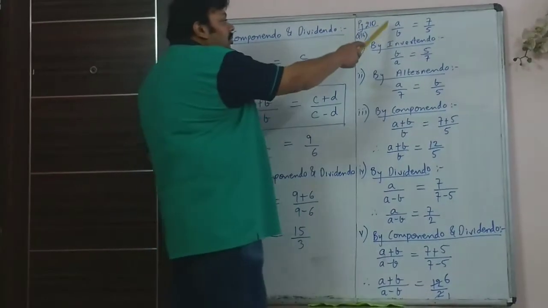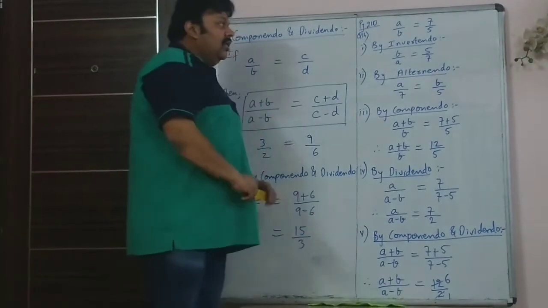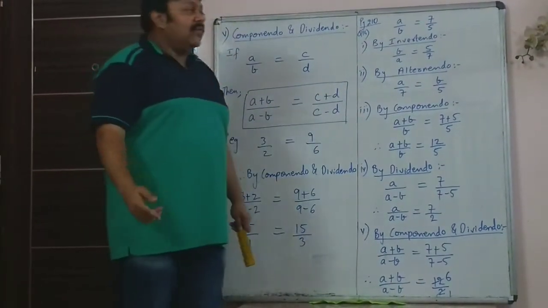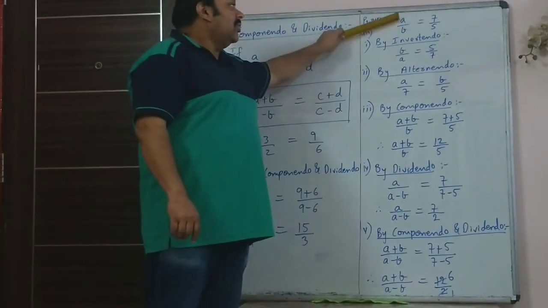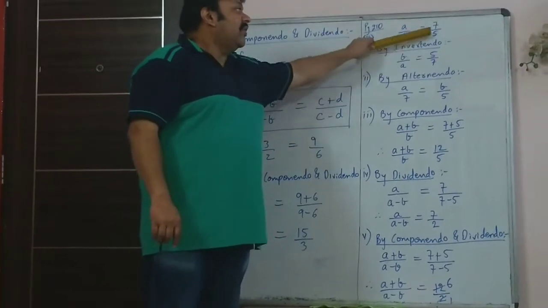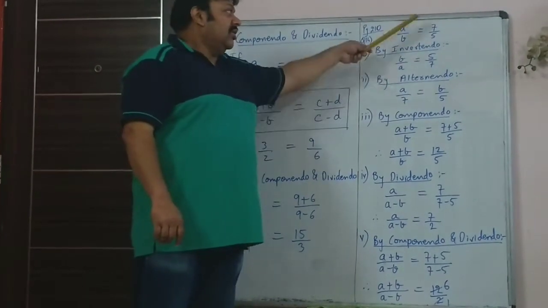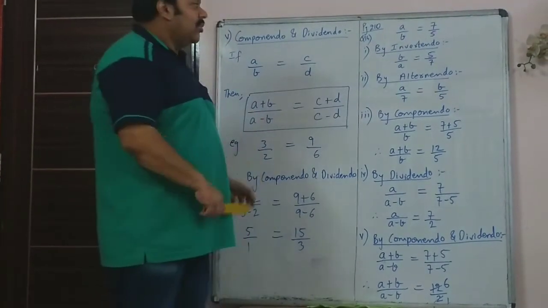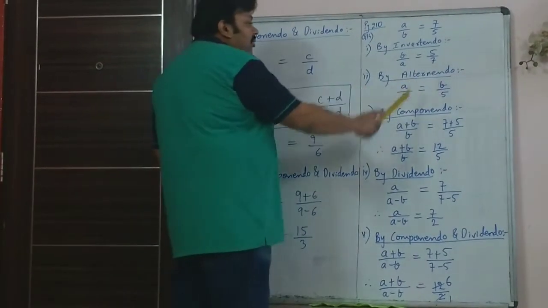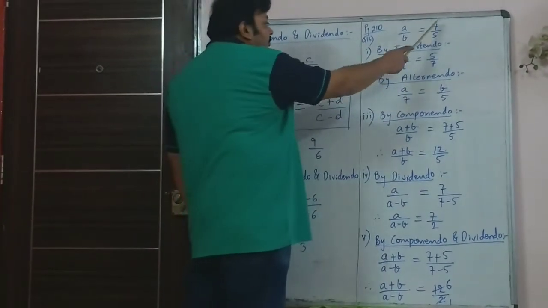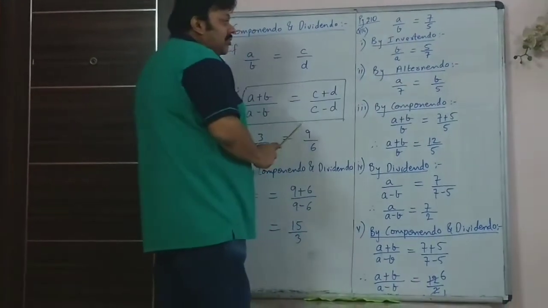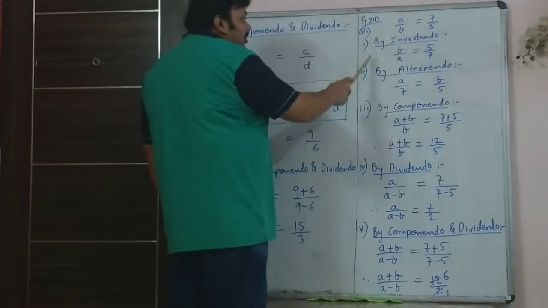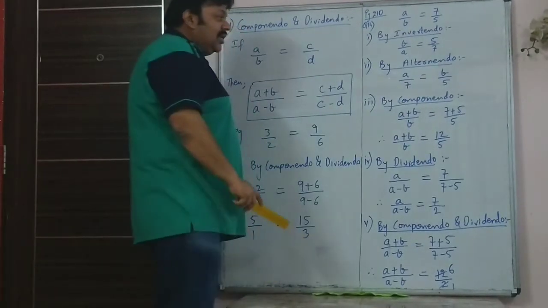So you are given a upon b is 7 upon 5. You are asked to use invertendo and find what it is. So both of them you would be inverting and you would be writing b upon a is 5 upon 7. Instead of 7 upon 5, it became 5 upon 7. Then you have alternando. You can swap the places of 7 and b. So you can write a upon 7 is b upon 5.